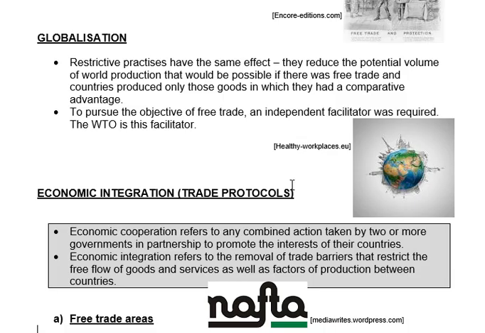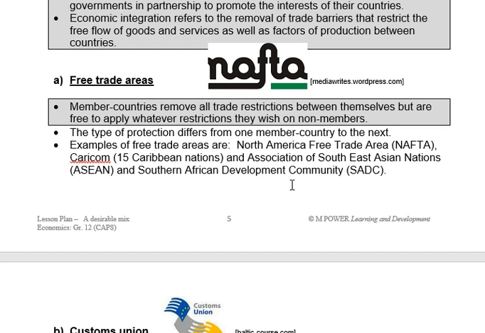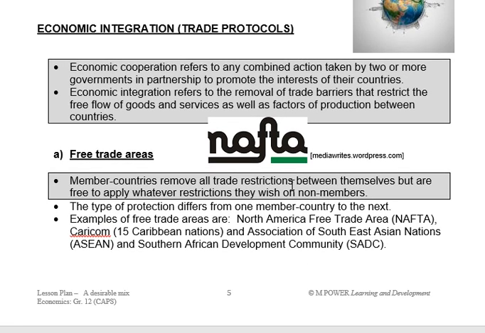Right. Now, if we look at economic integration, okay, this is very important. This is the only thing that they can maybe ask as an 8-mark discuss question, this and the World Trade Organization, but they haven't done that in a long time. So when we talk about economic integration or the different trade protocols, as I said, there's 5 levels of integration. If we just look at the definitions first, we distinguish between economic cooperation and economic integration.